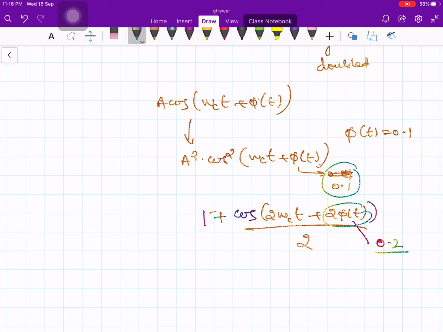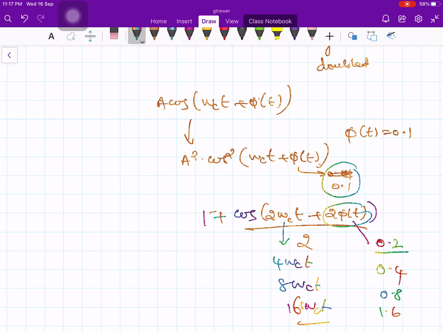So if you do the same process one more time, then it becomes 0.4, then it becomes 0.8, then it becomes 1.6. Similarly, this omega ct also increases. 2 omega ct becomes 4 omega ct, then 8 omega ct, then 16 omega ct, and so on and so forth.